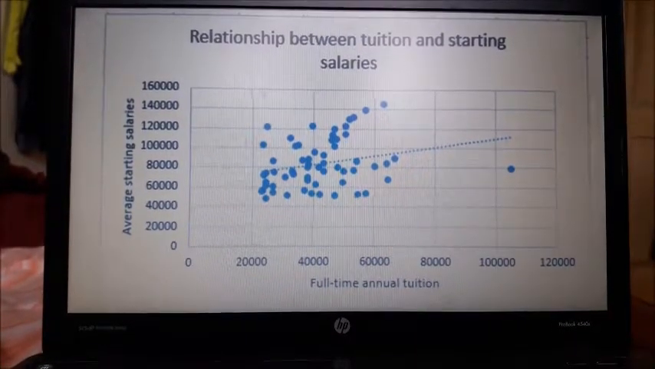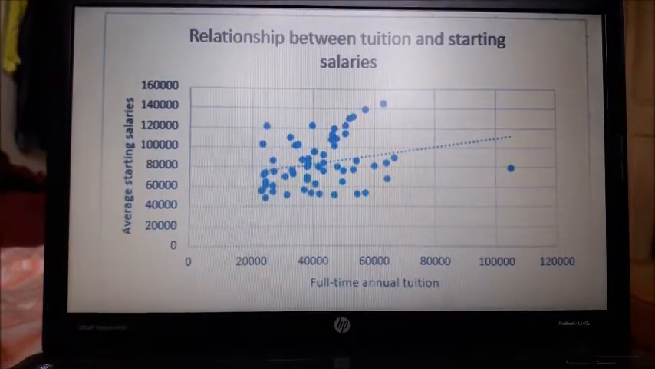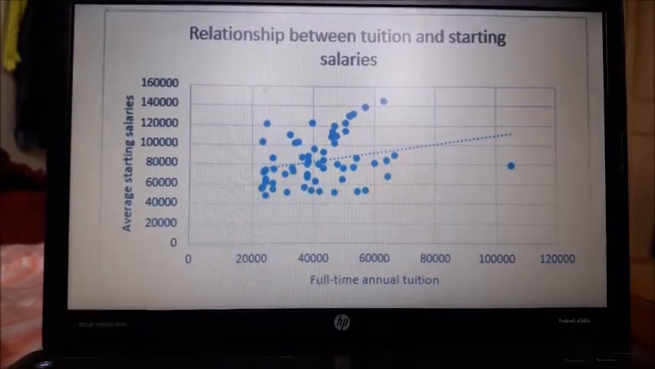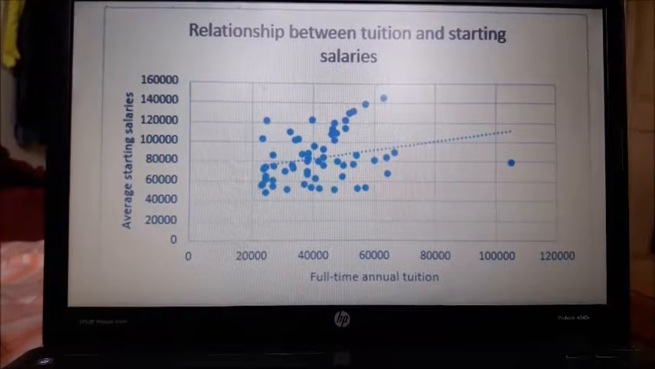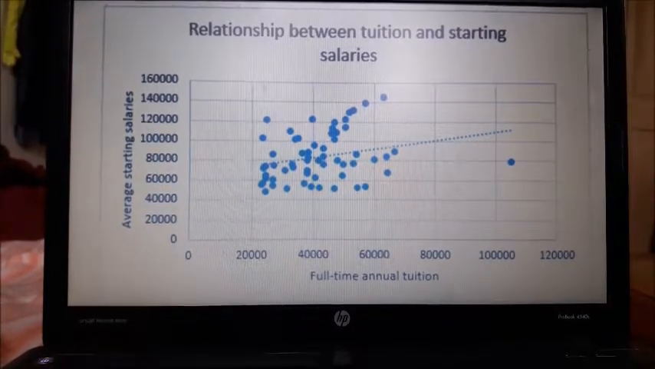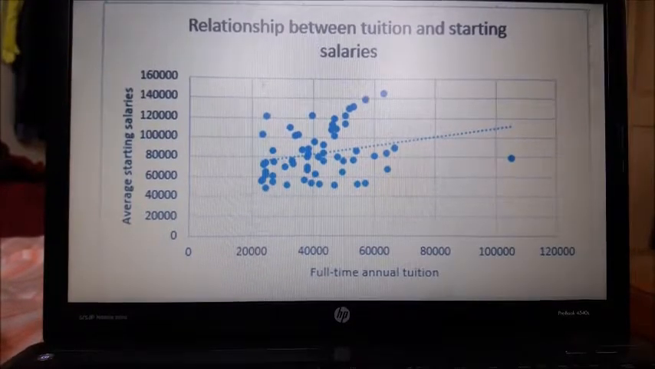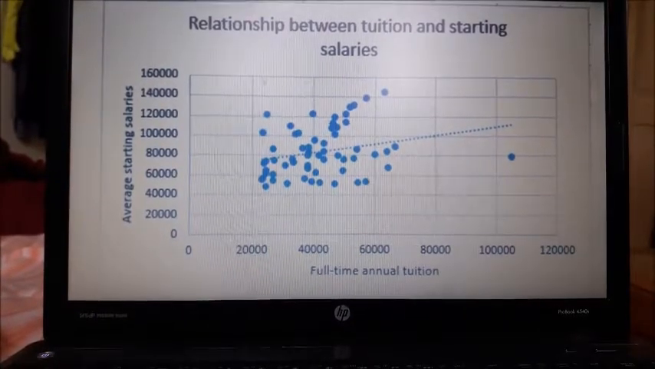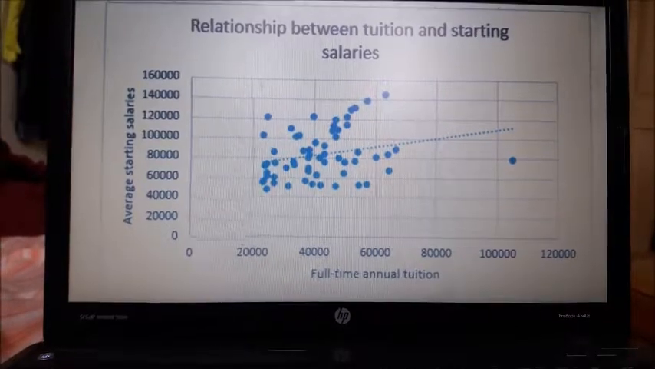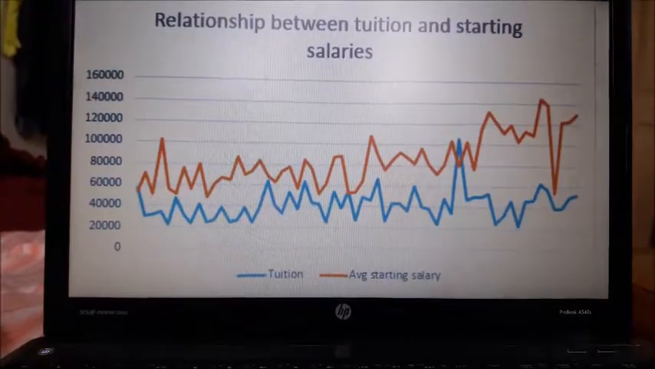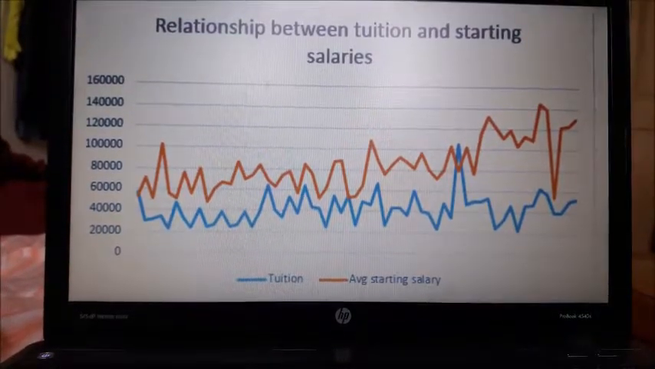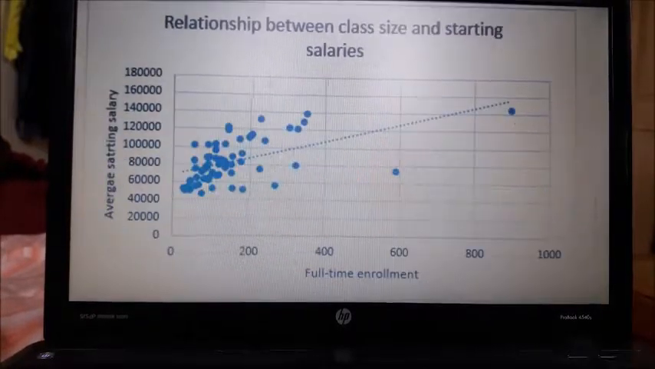Here you can see the relationship between tuition and average starting salary. As you can see, this line has a slightly positive slope, but the data points are not very closely clustered around the line at all, meaning that this is a very loose correlation. But still, generally speaking, higher tuition tends to mean a higher starting salary. Here is another graph displaying the loosely positive relationship between the two.